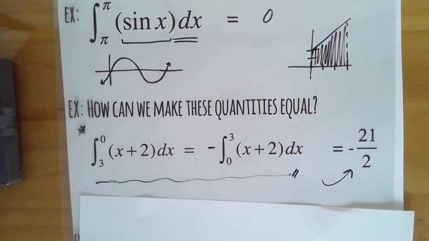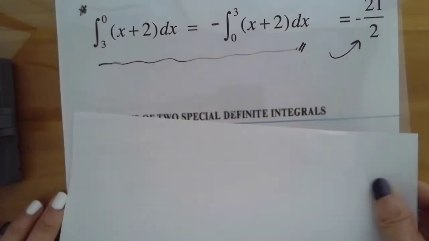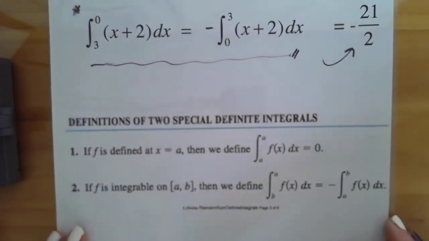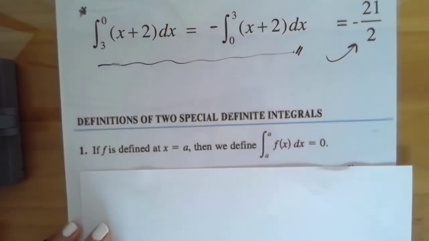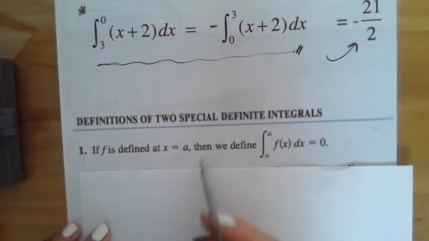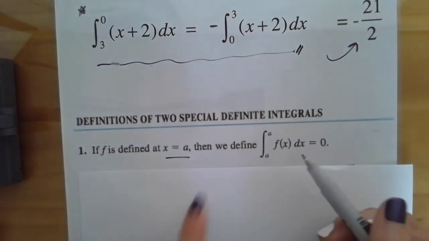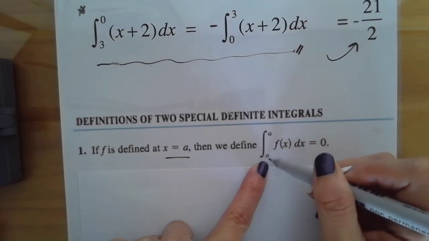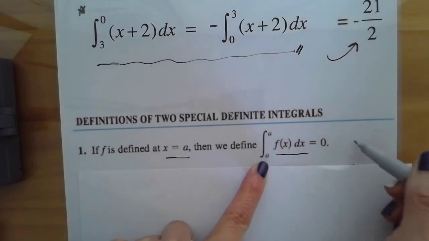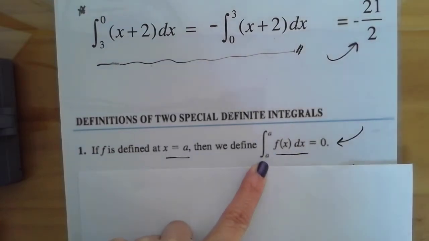All right, so a couple of properties I want to show you so you can apply them yourself while you're doing definite integrals. That's what this section is all about. Now, property 1: if f is defined at x equals a, then we integrate from a to a, f of x dx, which is 0, and that's what we showed in the first example.